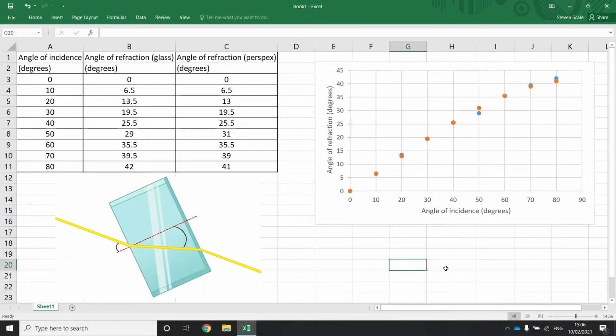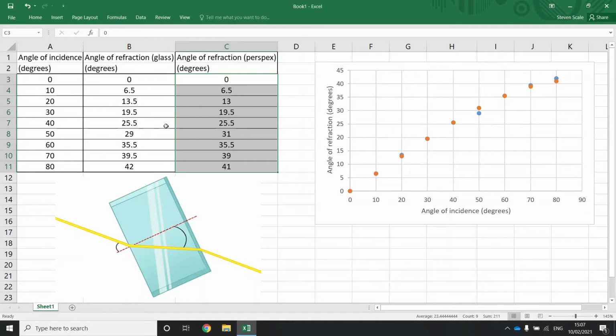Okay, so what I've done is I've done the experiment, and I've done the angle of incidence between 0 and 80. I haven't done up to 90 because 90 degrees is directly along the side of the block. You can see there, and that wouldn't work. So I've done the experiment for glass, and I've done the experiment for Perspex. As you can see from the glass and Perspex results, they're very similar. Okay, so this is one of the reasons we can use Perspex instead of glass in windows.